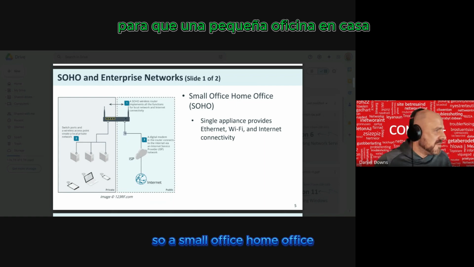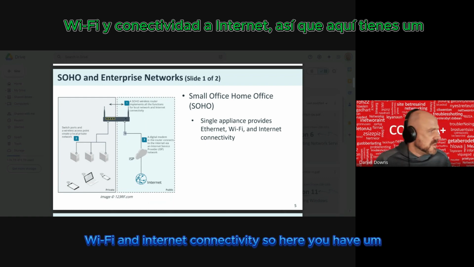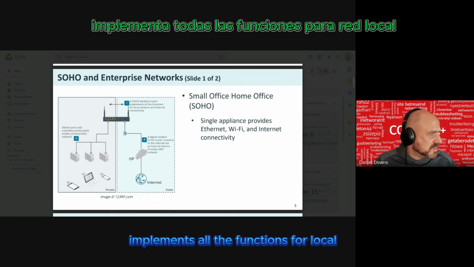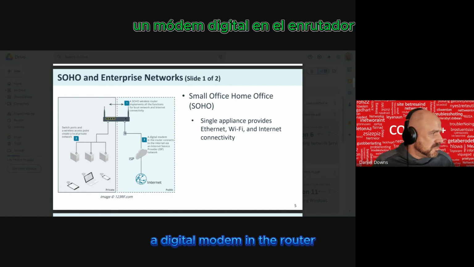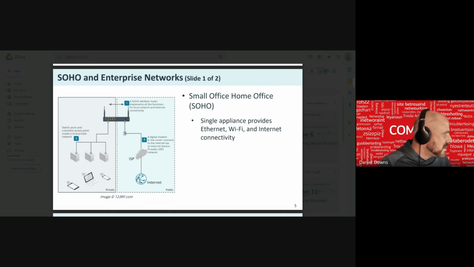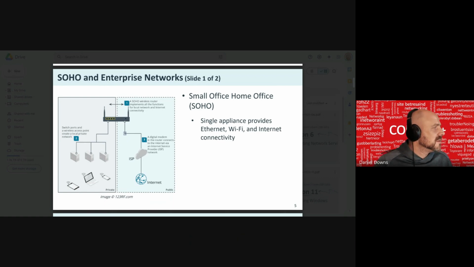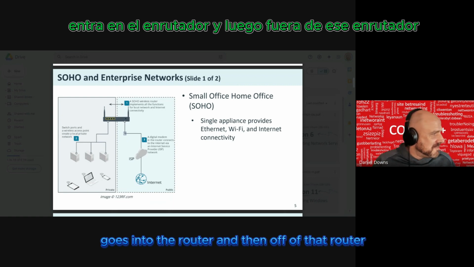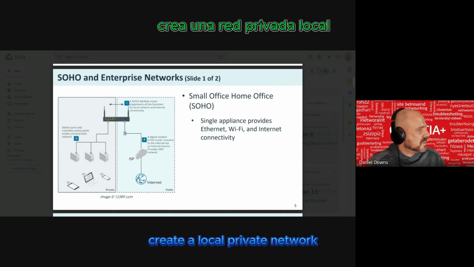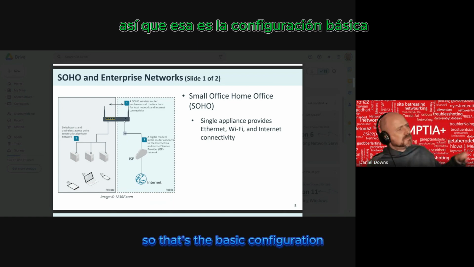So a small office, home office, SOHO network is a single appliance that provides Ethernet, Wi-Fi, and internet connectivity. Here you have a SOHO wireless router that implements all the functions for local network and internet connectivity. A digital modem in the router connects to the internet via an internet service provider, ISP, network. All right, so you see it comes in from the outside, from the public, goes into the router, and then off of that router, switch ports and a wireless access point create a local private network, so within the home or small office. Okay, so that's the basic configuration.